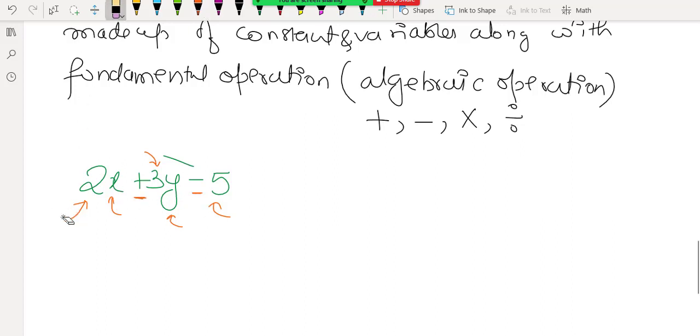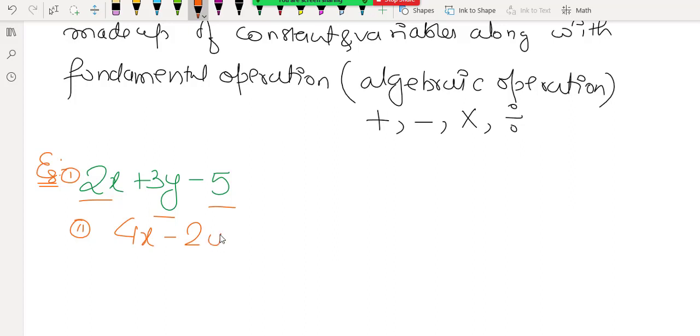So this type of expression is known as an algebraic expression, where we can see constants, variables and fundamental operations. Here we can see a constant and variable, and in between them there is a fundamental operation. So this thing is known as an algebraic expression. Let me take one more example: 4x minus 2yx plus 5z plus 3q plus 9mp plus 7. This is also an algebraic expression.